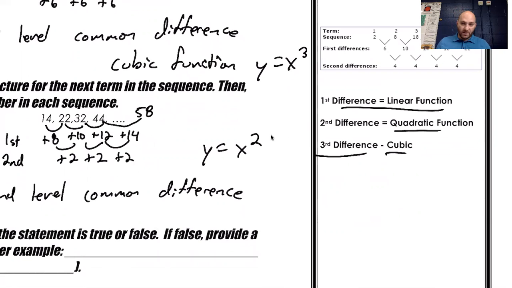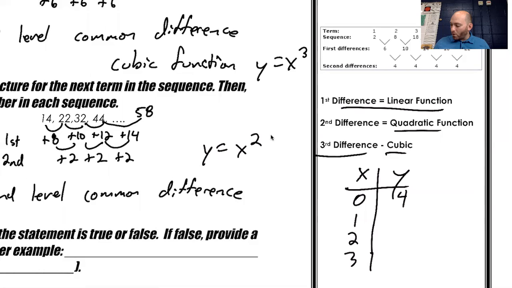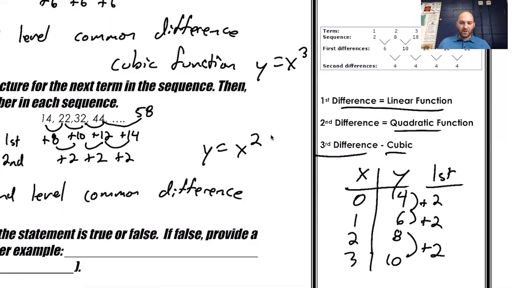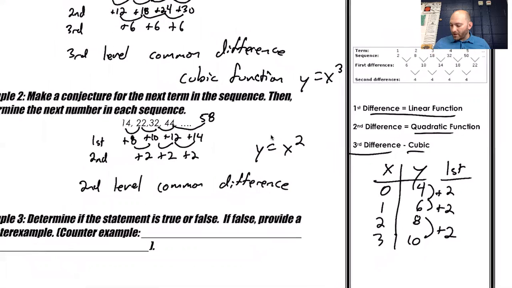If I have a first level common difference, it's a linear function. So for example, here's one way I could show that. Let's say 0, 1, 2, 3, and I can go 4, 6, 8, 10. This is just a different way for me to organize it. I'm just putting it as an XY chart like that. But if I look at these numbers here, this is going plus 2, plus 2, plus 2. That's my first level common difference. So that would make this example a linear function. Okay? So that's the idea with our number patterns here.